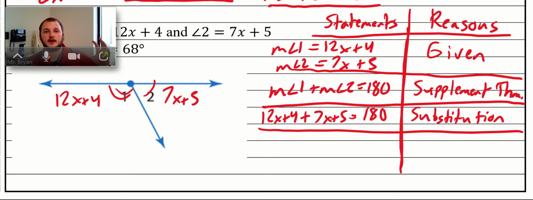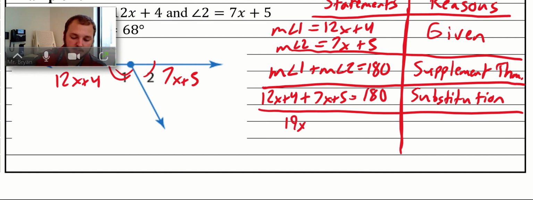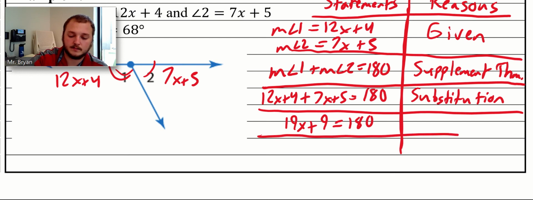And then, like we said last time, this is more like our algebra proof. So now I just need to solve like normal. We see we have two x terms on the same side, and two numbers on the same side, so I can add those together. When I add 12x and 7x, that gives me 19x here. And when I add 4 and 5, that'll give me 9. And this all equals 180 still.